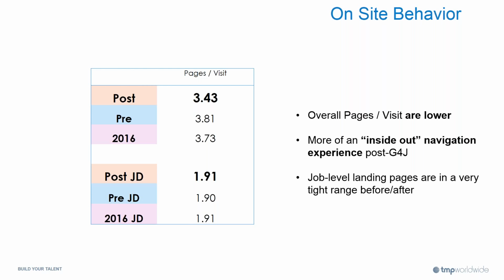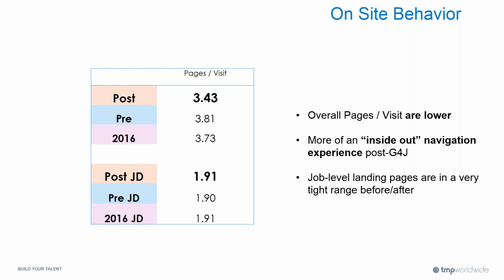So this points to more of an inside-out navigation experience, which makes sense. It's a valid assumption, but the data supports it as well. More job seekers are landing on a job page and then navigating out from there, as opposed to landing on a home page or a deeper page and then navigating to a job that they're looking for. It's not a major difference, but it is there.